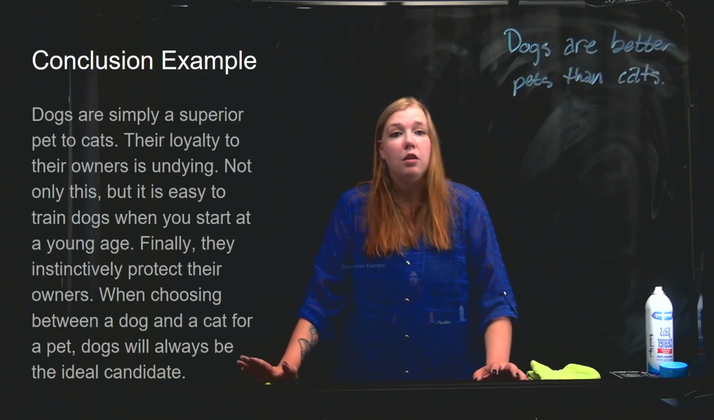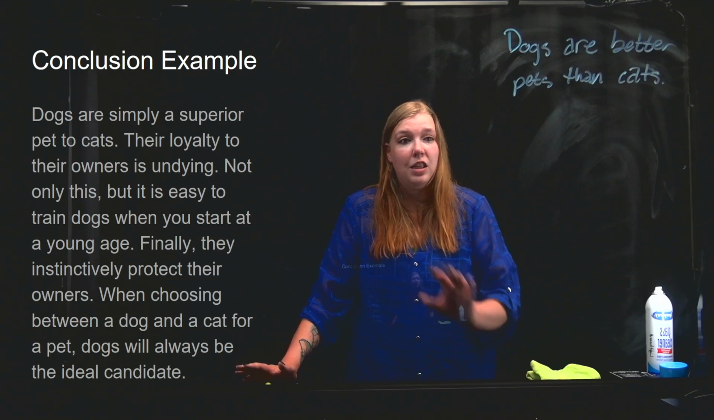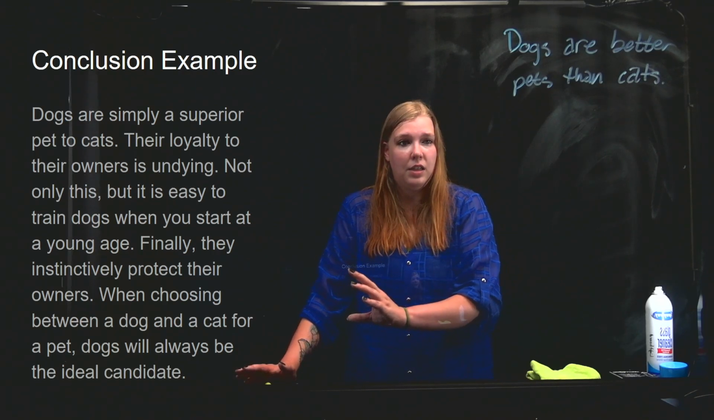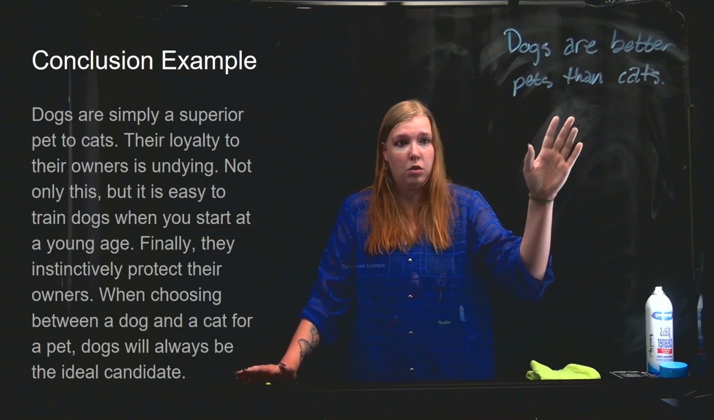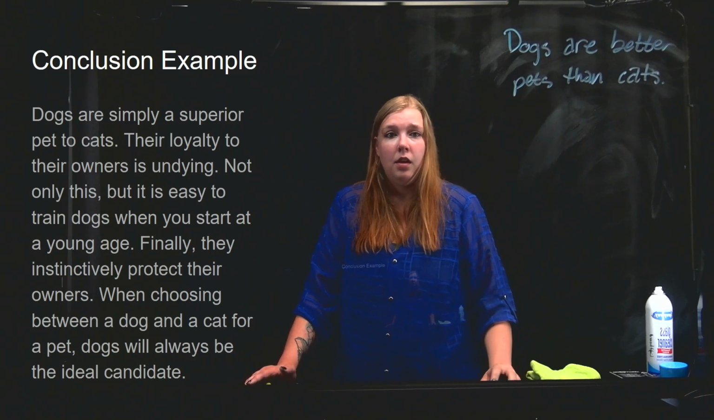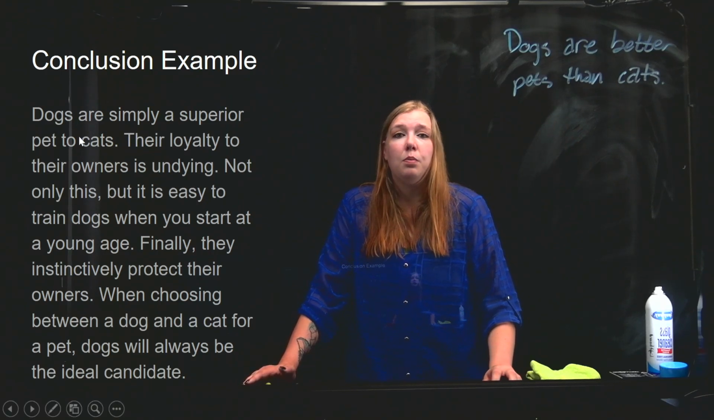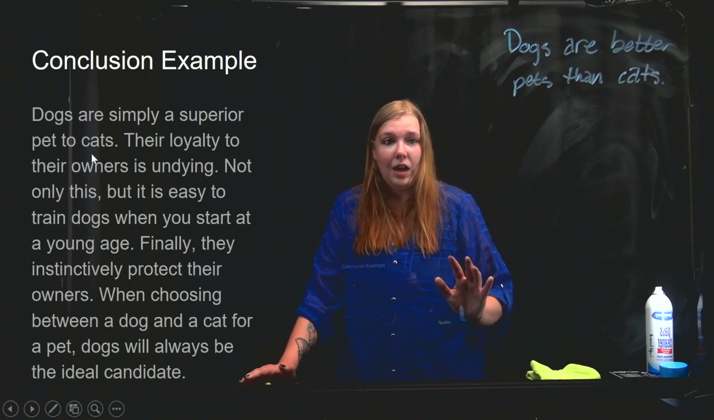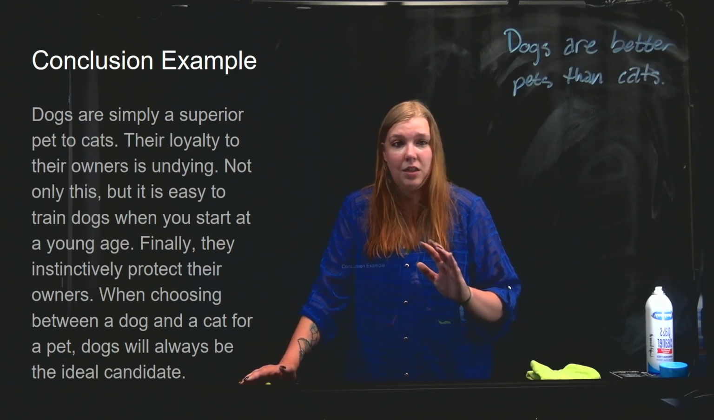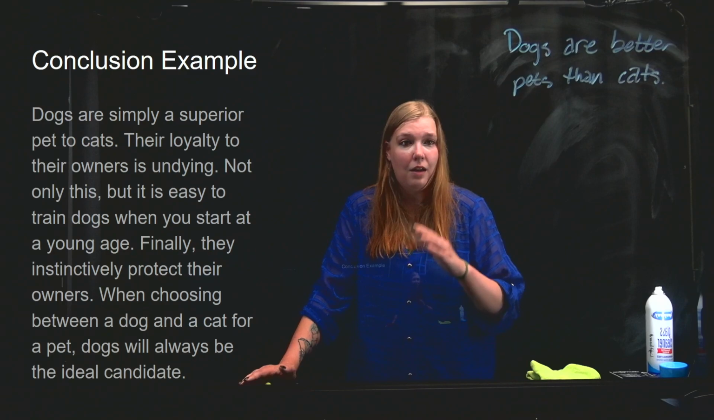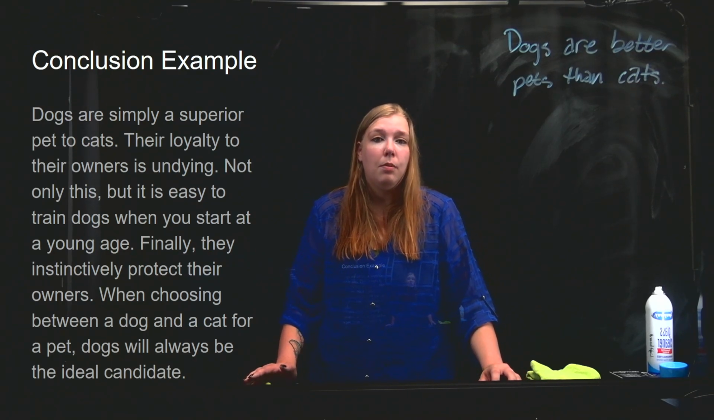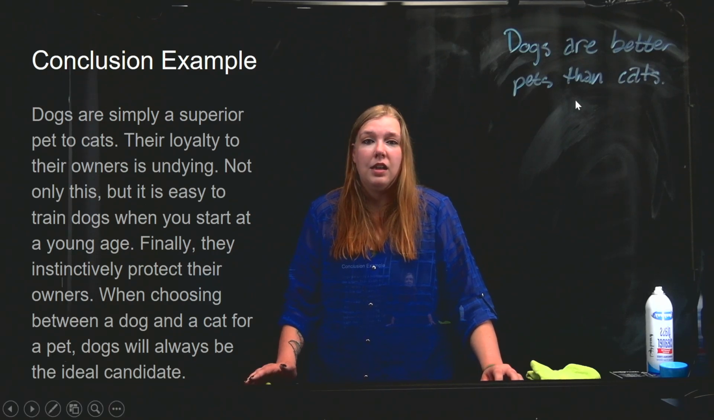Now, let's go over this conclusion example. Again, this is the last paragraph of the essay under the topic that dogs are better pets than cats. Dogs are simply a superior pet to cats. I didn't say it the exact same way. I didn't go through my main points again because I'm going to summarize here in a moment. But I illustrated my overall point that says, hey, dogs are just better than cats as pets.